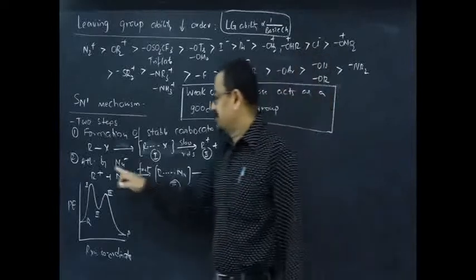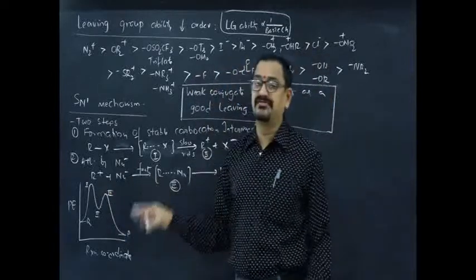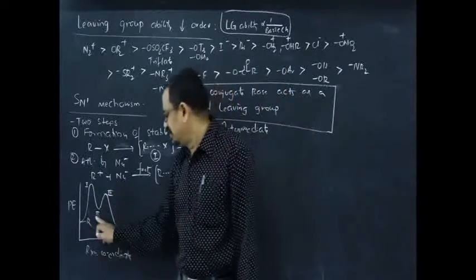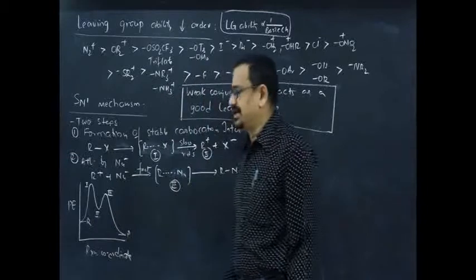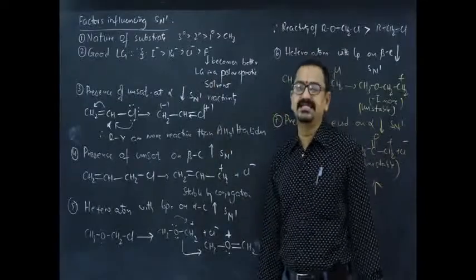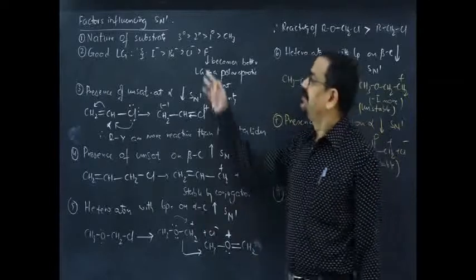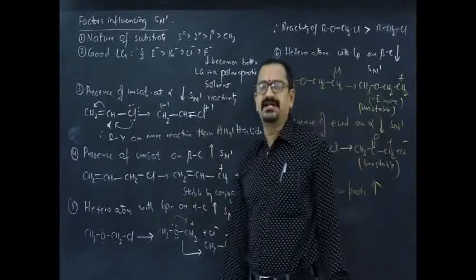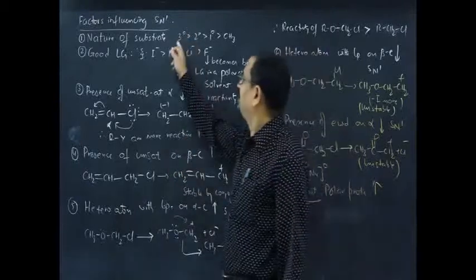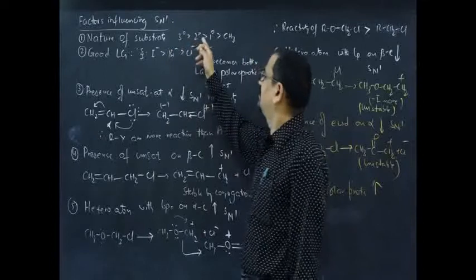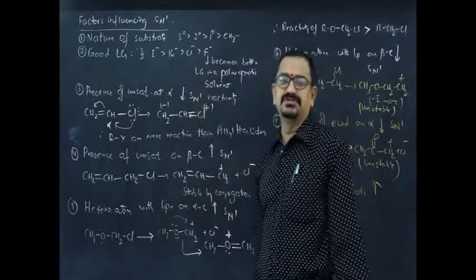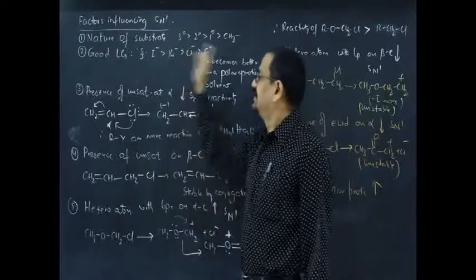So, in this way, questions on these graphs are also possible. Number of transition states possible: 2 transition states. Number of intermediates possible: 1 intermediate, the stable carbocation intermediate. Now, let us see the factors influencing SN1 reactivity. Nature of substrate: as SN1 generates a stable carbocation intermediate, tertiary alkyl halides are more reactive than secondary, than primary, than methyl halides. So, in this way, the nature of substrate can be explained.